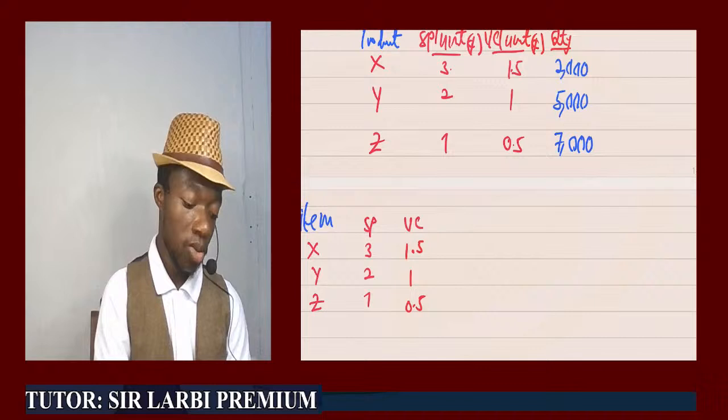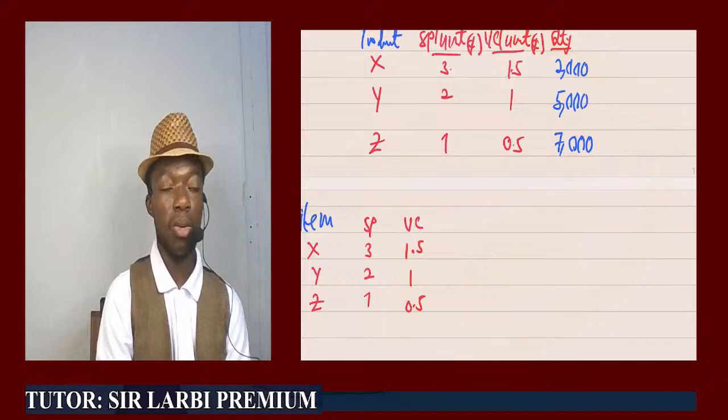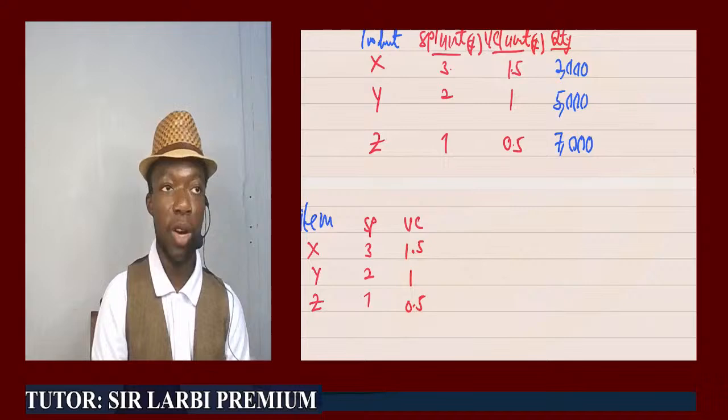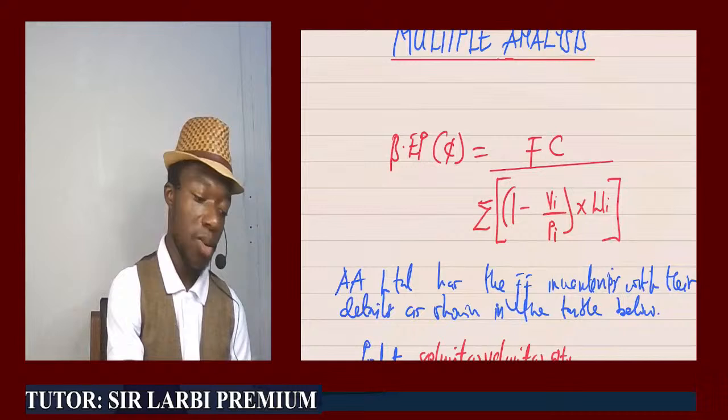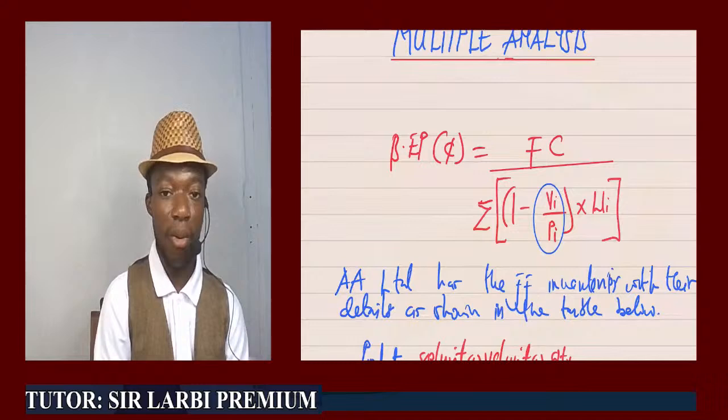Once we have this, the next thing we want to produce is what we call the variable cost with respect to the price. We want to find the ratio of variable cost and the price, as per the formula here. So we must find a column for this: variable cost divided by the price.